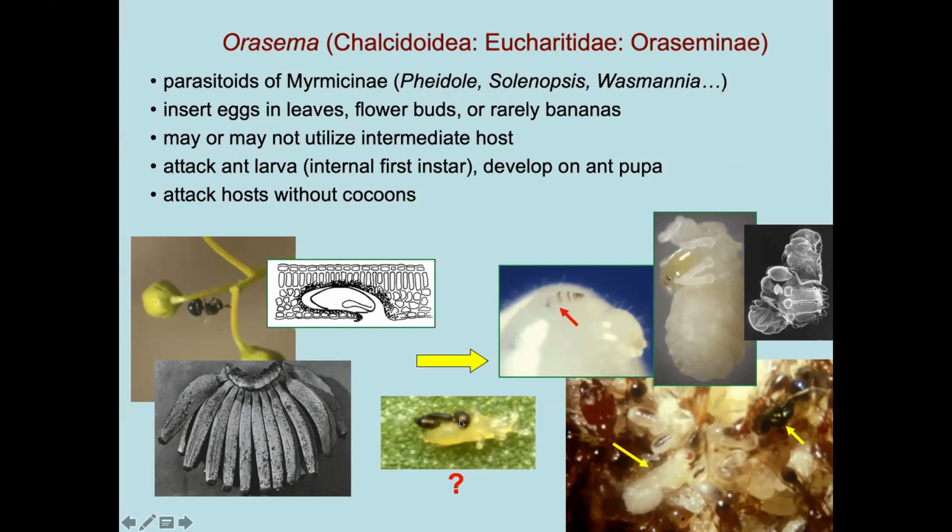Sometimes they use an intermediate host to get into their host. Sometimes they don't. They always attack ant larvae. They're internal in the first instar on that ant larva. They develop on the ant pupa. The ants love them. They carry them around. They protect them. They treat them in all sorts of nice ways. And because they're myrmicine ants, they have no cocoon, so they're just out in the open in the brood pile like that. Basically, you're going to get similar biology between any of the Wasmannia parasites or some of these other ones.